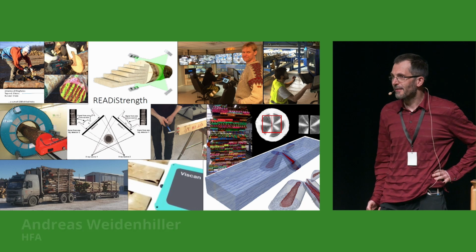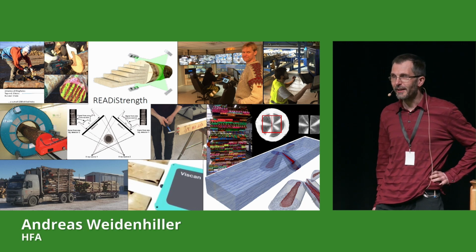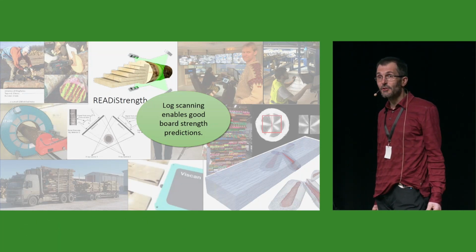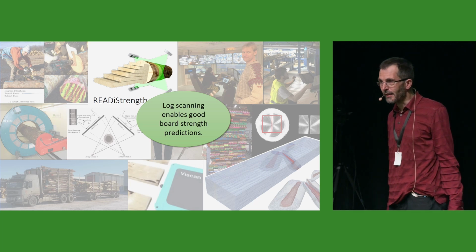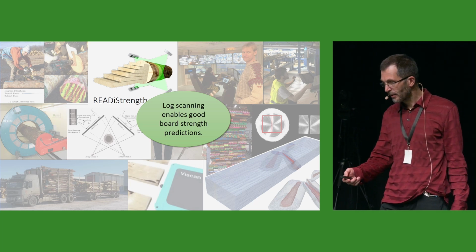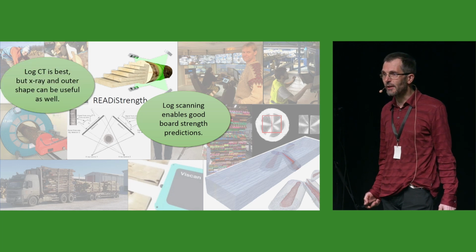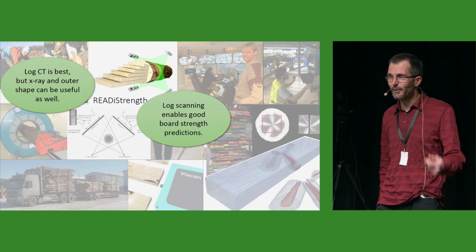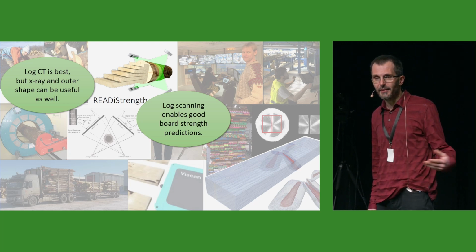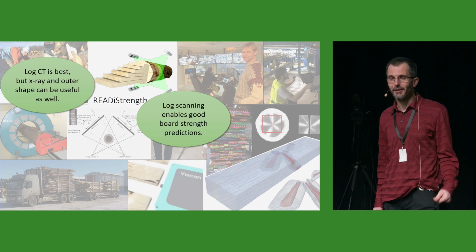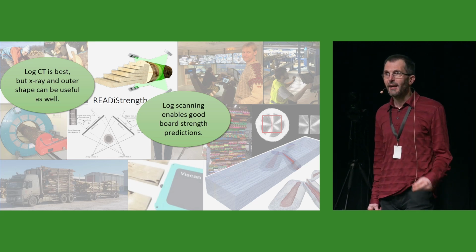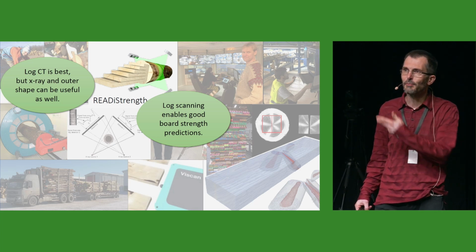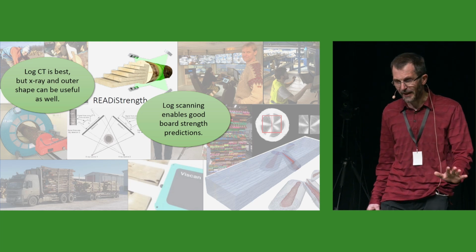Our project READiStrength was a lot of testing and a lot of modeling, and what we can say is we wanted to predict board strength based on log scanning, and that's something that works. We can really do that. It absolutely makes sense. Obviously, it works best with the best data, so that's log CT scanning, but it also works quite well with X-ray scanning. You can even squeeze out some information from 3D scanning, from outer shape scanning, but as you saw, the correlations are a bit shaky.